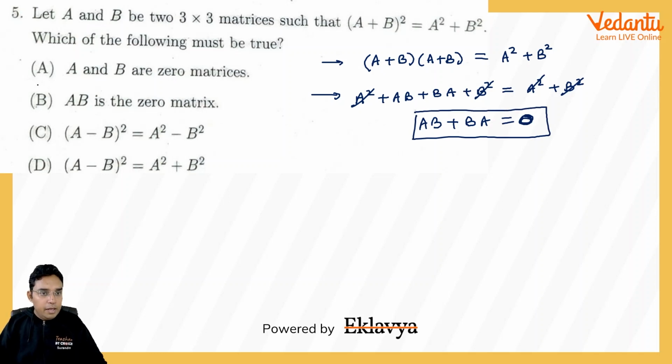Now it is saying, must be true, A and B are 0 matrices. Now it is not mandatory that A and B are 0 matrices. We can produce some examples where A and B both are non-zero matrices, and AB and BA individually are not null matrices, and still the sum comes out to be a null matrix. So this option doesn't seem to be correct. AB may not be a 0 matrix.